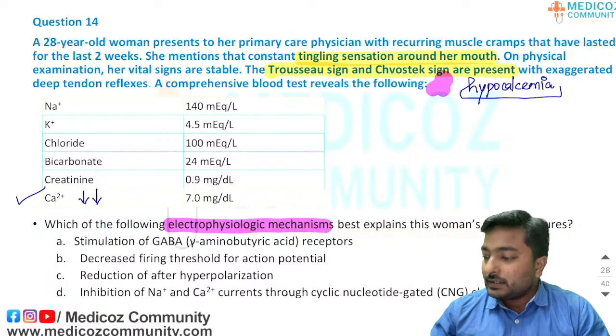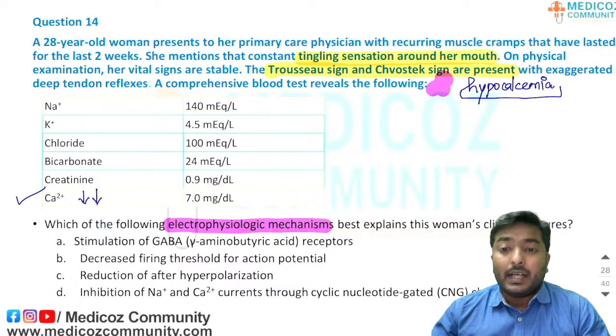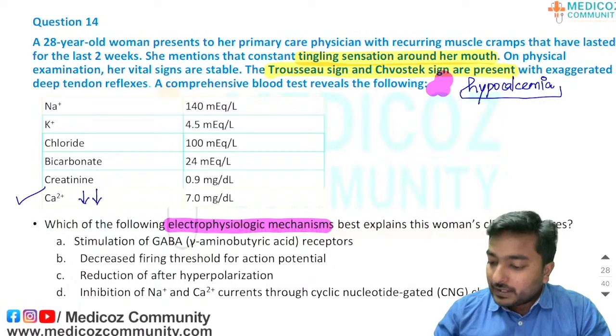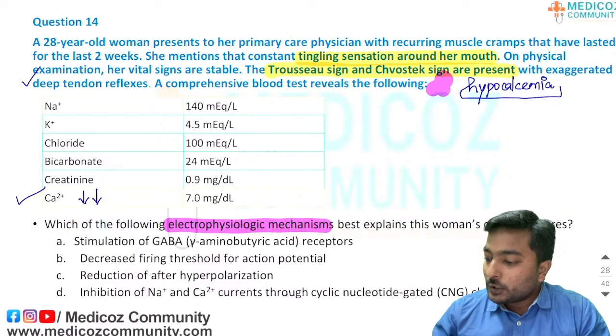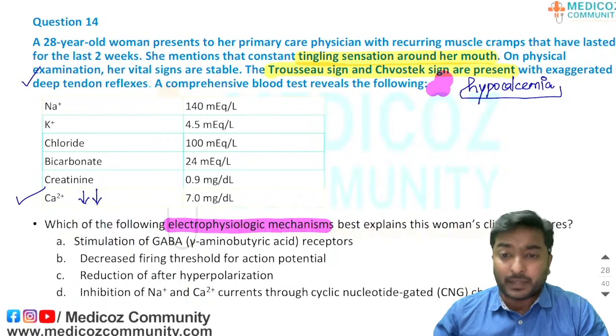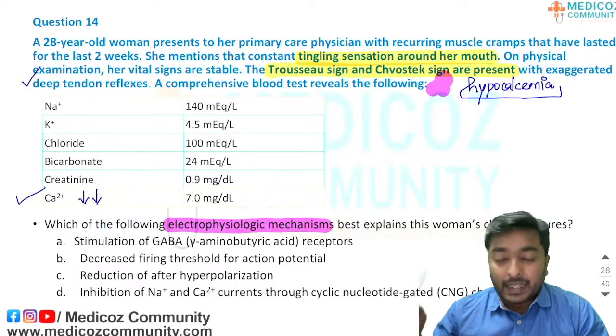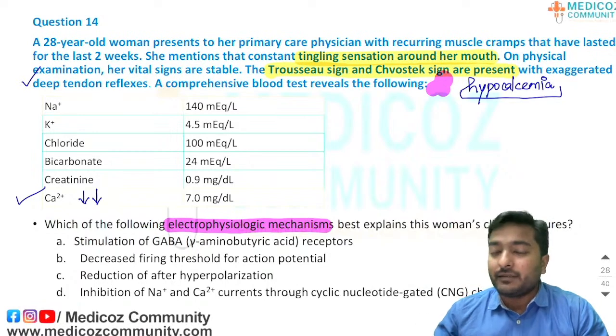I can say from the clinical history the woman has given, all the signs point to exaggerated activity of the electrical activity generated in the muscles or in the nerves. Because of this exaggerated activity, our deep tendon reflex is exaggerated and our Trousseau sign and Chvostek sign are present. So what is the relationship of calcium and the excitability developing in the nerve and the muscles? This is what they are asking.